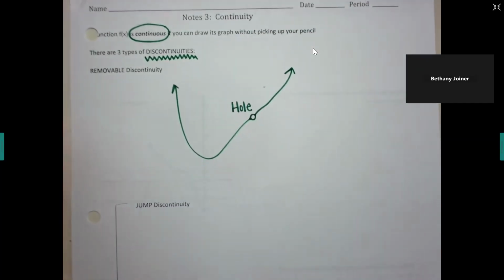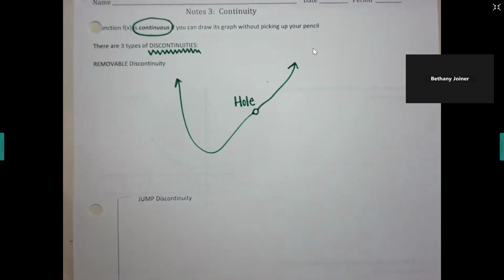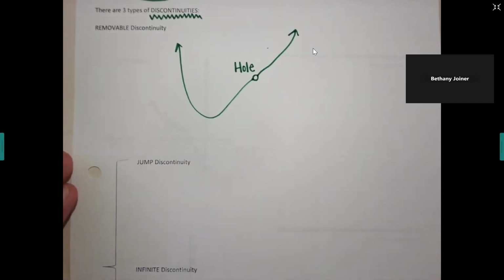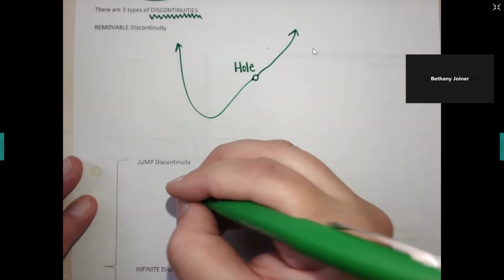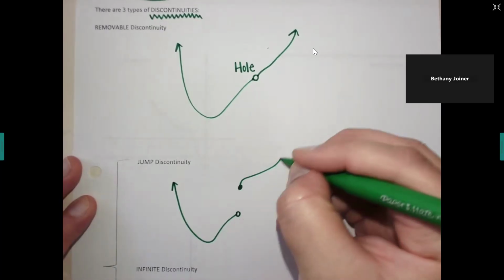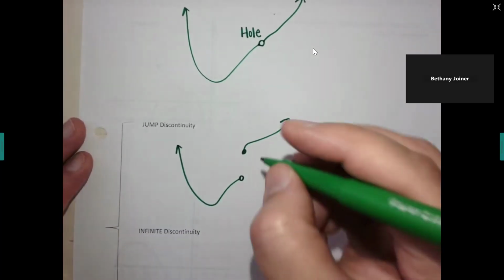Now if any of you are like my high schooler, he would be like, well, I can draw it, I'm just going to do this and then trace the hole. No, that doesn't count. If a dot's missing, you can't draw it without picking up your pencil, outside of little shenanigans. So this is not continuous, or you would say it's discontinuous. There are 2 other types. Next one is jump. Do we remember what that looks like? The sides have to go to a different value. So we're going to go here, and then here. This would be a jump.